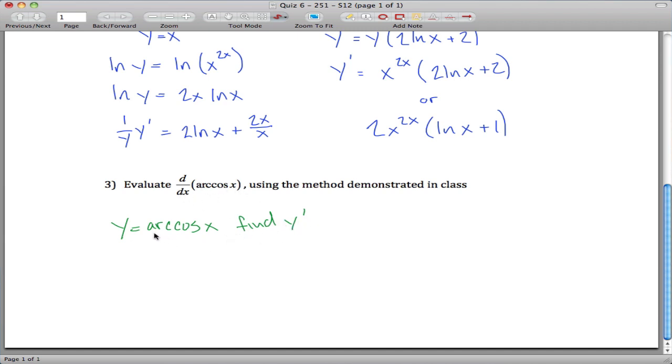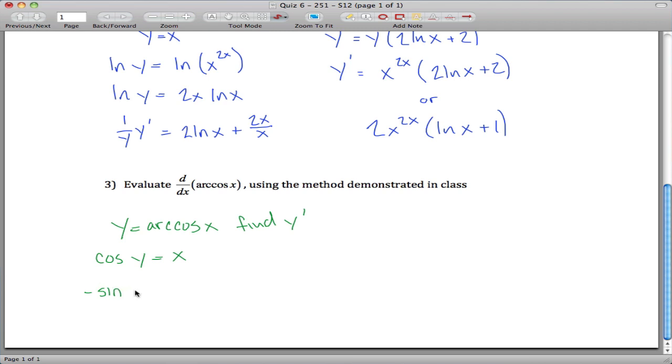And if you do, that's good because y equals arc cosine of x is the same as saying the cosine of y equals x. Algebraically, we're taking the cosine of both sides of this equation, and it cancels on the right here. So we get the cosine of y equals x. We can take the derivative of both sides. Derivative of cosine is negative sine.